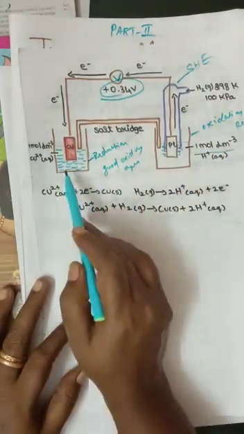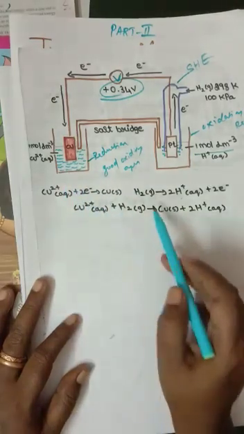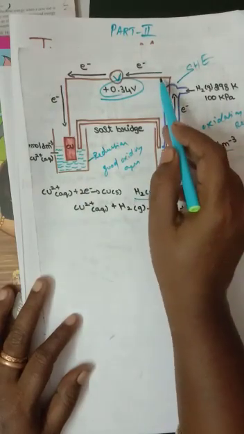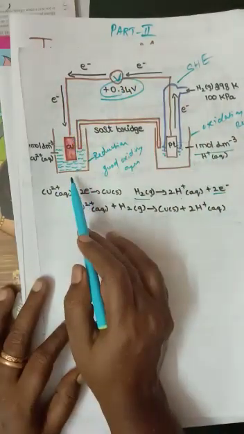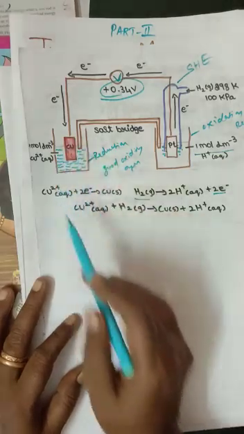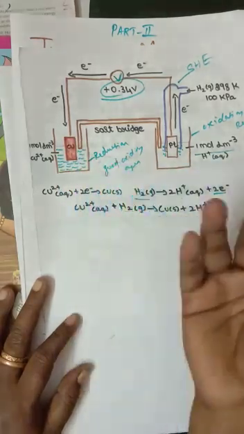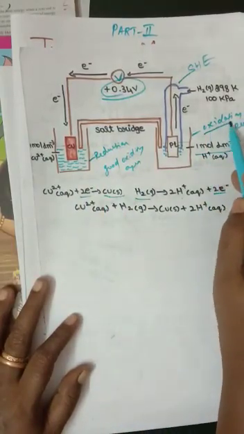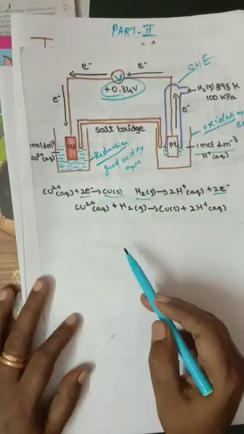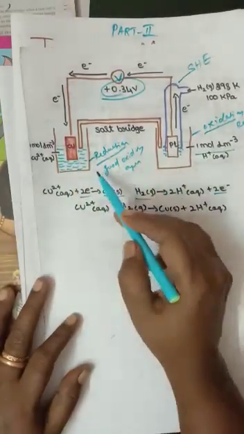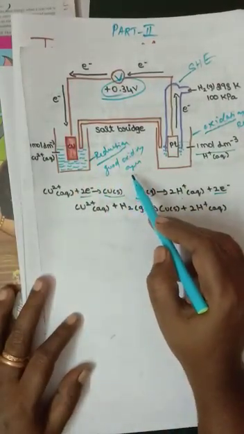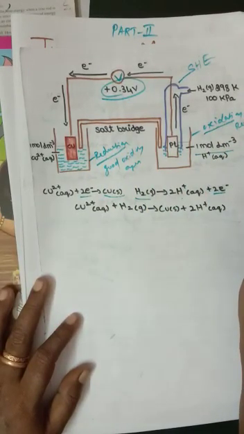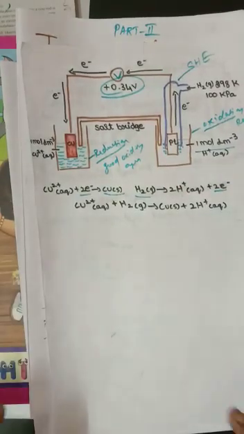Here the copper is receiving electrons. So the hydrogen releases 2 electrons. These 2 electrons are transferred through the wire and reach the copper electrode side. So copper accepts the 2 electrons and becomes copper metal. Here oxidation occurs on one side and reduction occurs on the other side. If reduction is taking place here, it's a good oxidizing agent, and if oxidation takes place here, it's a good reducing agent. So you must remember this.